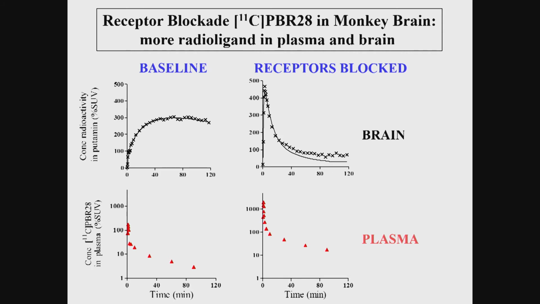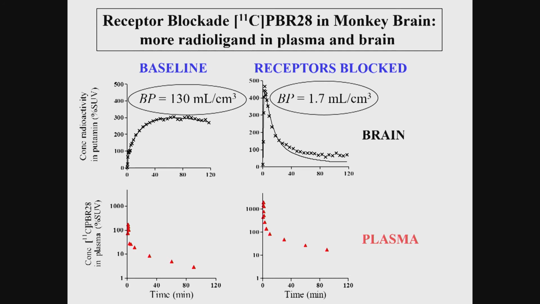That's the issue of blocking peripheral distribution, and I can show it to you here. But before I move on, if you did that calculation that I mentioned before, extrapolated to infinity, and took the area in the brain divided by the area in the plasma, the number that you get would be 130.